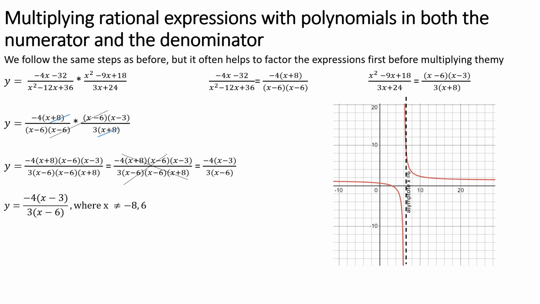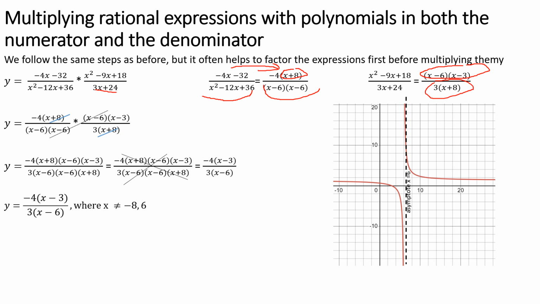My first expression, negative 4x minus 32 over x squared minus 12x plus 36. Well, I can pull a negative 4 out of the numerator, and that leaves x plus 8. In the denominator, this is a perfect square trinomial, x minus 6 times x minus 6. My second expression, x squared minus 9x plus 18 over 3x plus 24. If I use the PQ method right here, the numerator is x minus 6 times x minus 3. And in the denominator here, I can pull a 3 out. That leaves 3 times x plus 8.